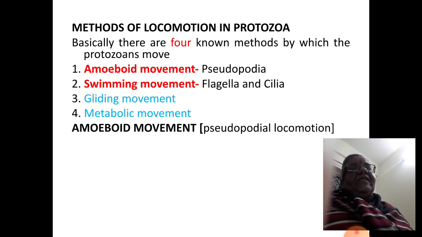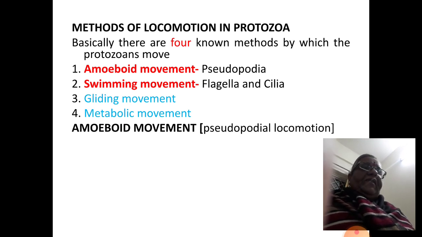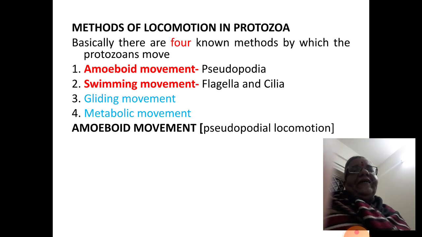But as per your syllabus, you have to learn the first two types, amoeboid movement exemplified by pseudopodia and swimming movement exemplified by flagella and cilia. The other two you are not learning as per your syllabus, but you should know that there are other modes of locomotion. In the study material, I have given some details about these two types also. Now, in this class, we shall try to understand the amoeboid movement or pseudopodial locomotion.